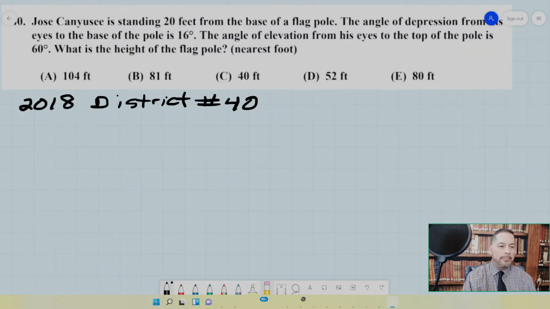So we have before us the 2018 District number 40 problem. And this is an excellent example of angle of depression and angle of elevation problems. In fact, you get 2 for 1 on this problem. That's why I've decided to do it. So let's go ahead and read the problem.